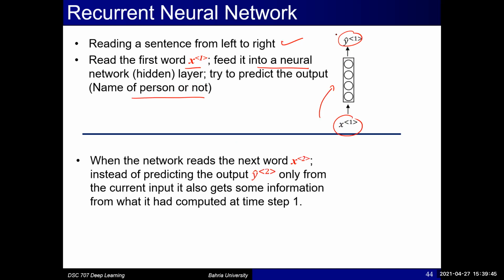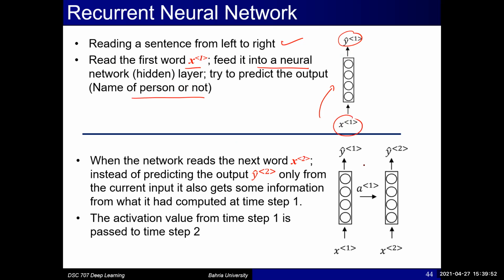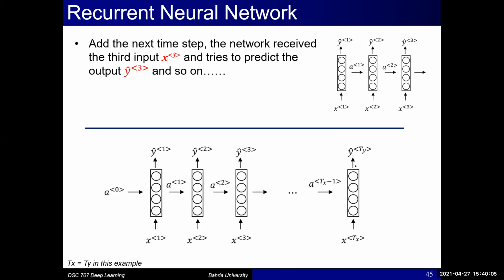Now, when you need to read the next word, which is x2, rather than directly predicting the output by looking at x2, you also get some information from the previous time step, which is the activation of the hidden layer, right? So this A1 is coming here. This A1 was also going to the output layer, okay? So it means you are using this information from the previous time step. Similarly, you can repeat the same idea for x3, x4, and so on. So at any given point in time, you are exploiting the information from the previous time step and the current time step, and you are making the current prediction, right?